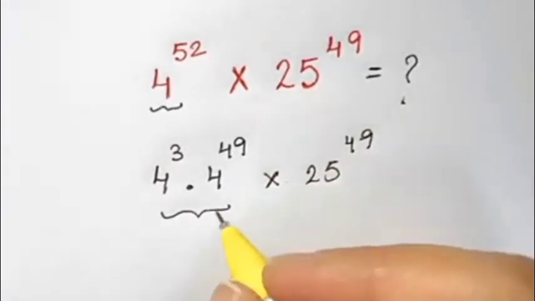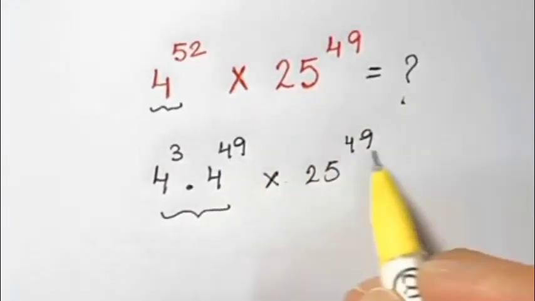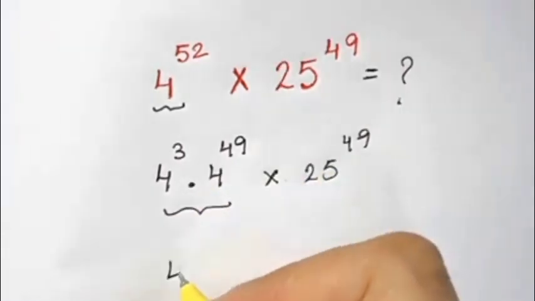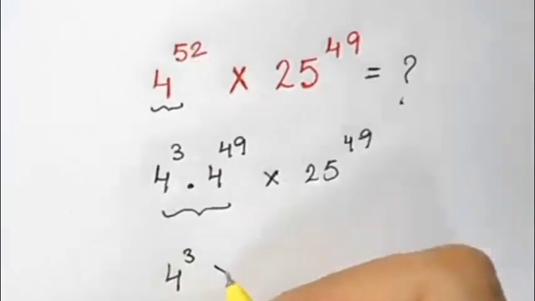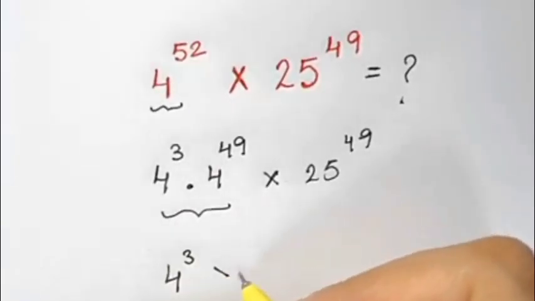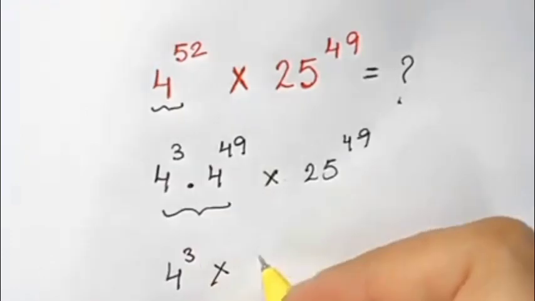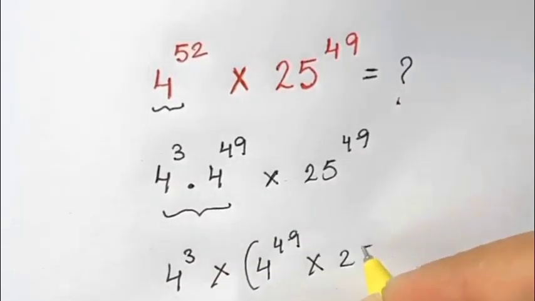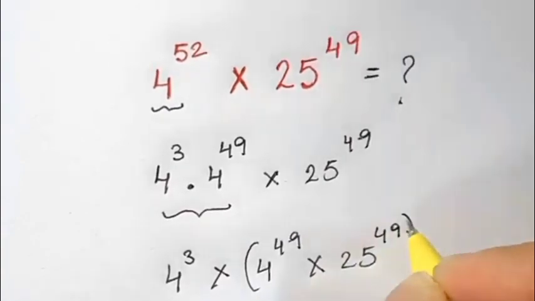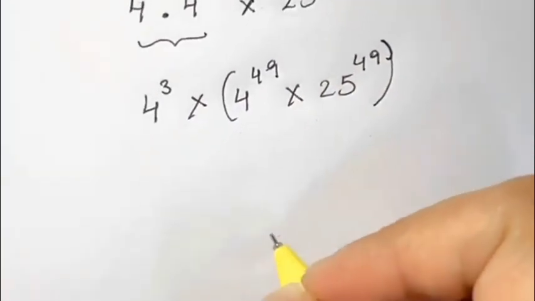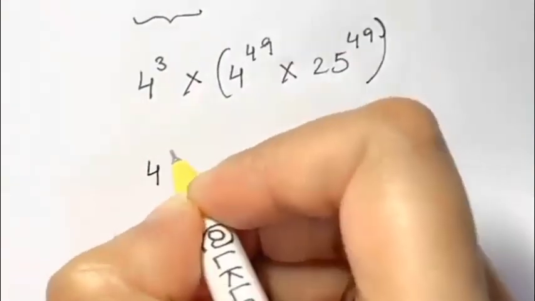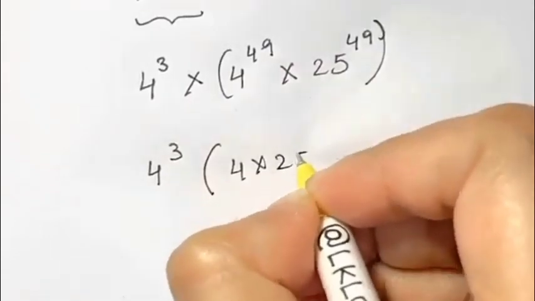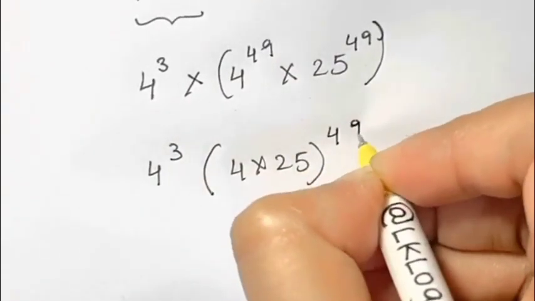Now as I can see, here you have 49, here you have 49. You've got the same exponents. I can club them. So I'll have 4 cube times 4 to the power of 49 times 25 to the power of 49. So that will give us 4 cube times 4 times 25 whole to the power of 49.